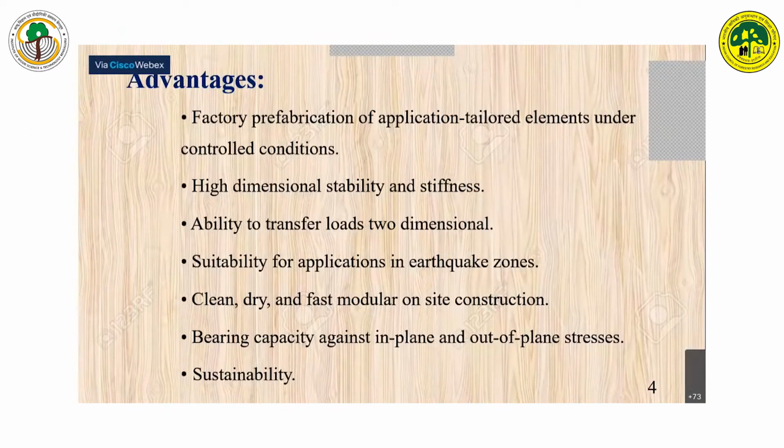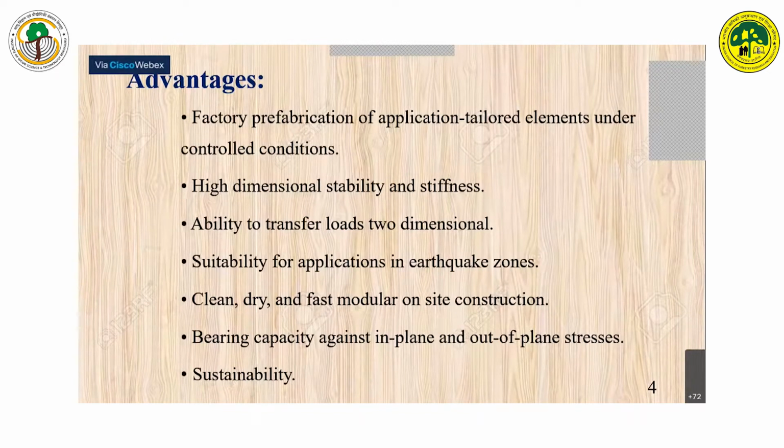CLT offers several advantages, such as prefabrication of application-tailored elements. We can prefabricate our construction material before taking it to the main site. In laboratory conditions, we can prefabricate in the industry and then install at the main site. It also offers high dimensional stability and stiffness compared to other products, because we are using wood in two directions, as I told earlier, in a 90-degree pattern. So it has the ability to transfer load in both dimensions, which we call two-dimensional load transfer.